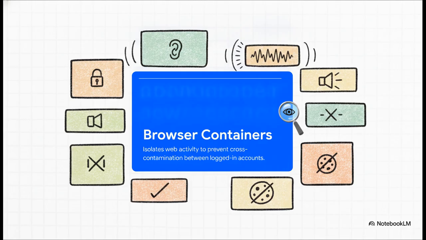Think of containers like soundproof rooms built right inside your web browser. If you're logged into a covert social media account inside one container, the cookies and trackers in that specific container cannot hear or interact with your personal browsing in a different container. They are totally 100% separated.